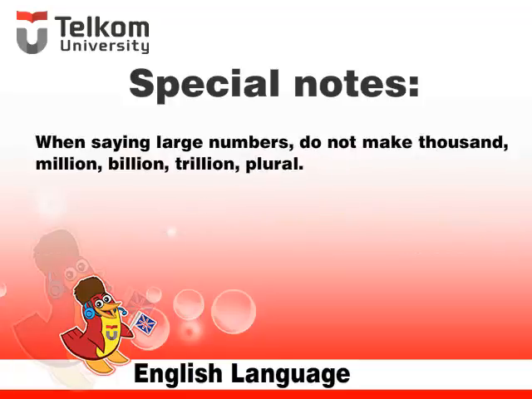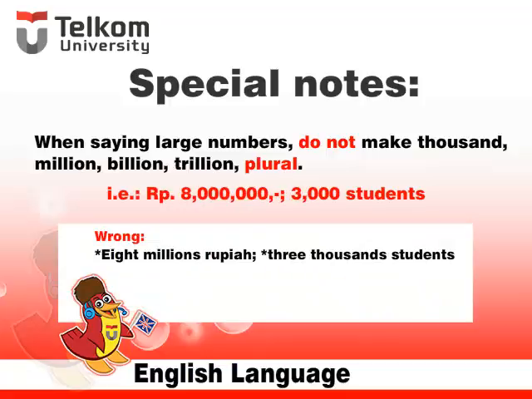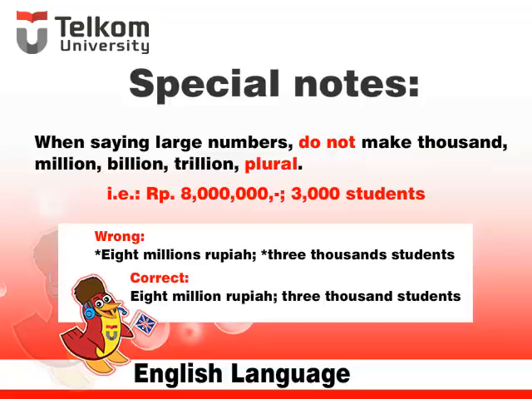Third, when saying large numbers, do not make thousand, million, billion, and trillion plural. You don't say 3,000 students or 8 millions rupiah. The correct one is 8 million rupiah.